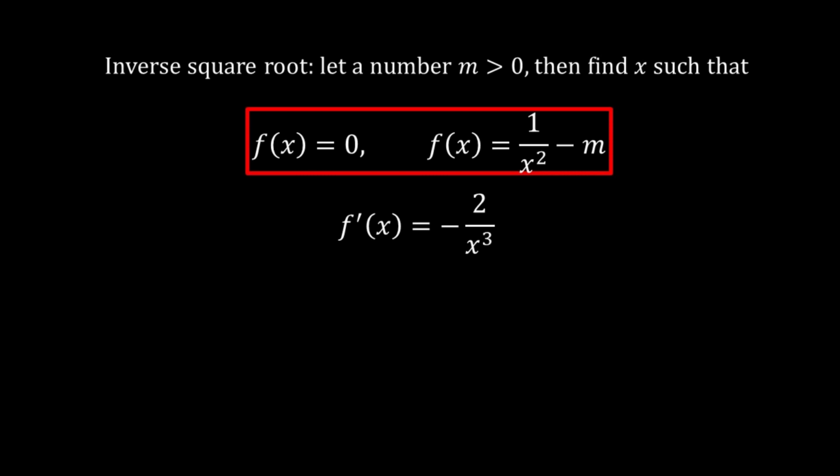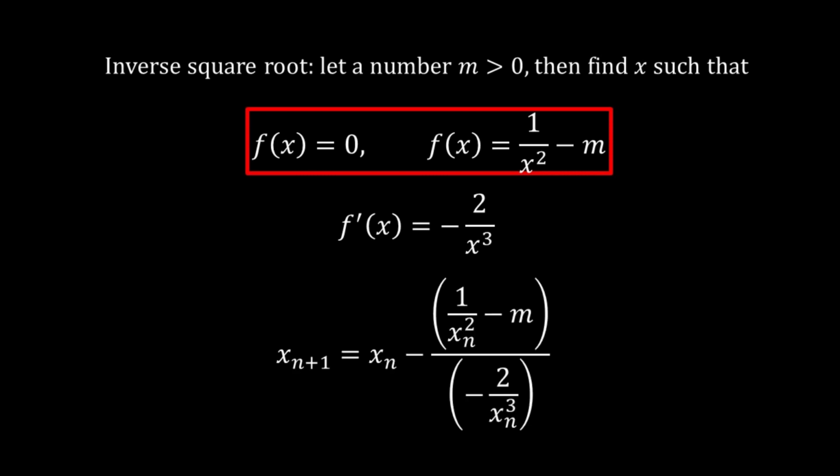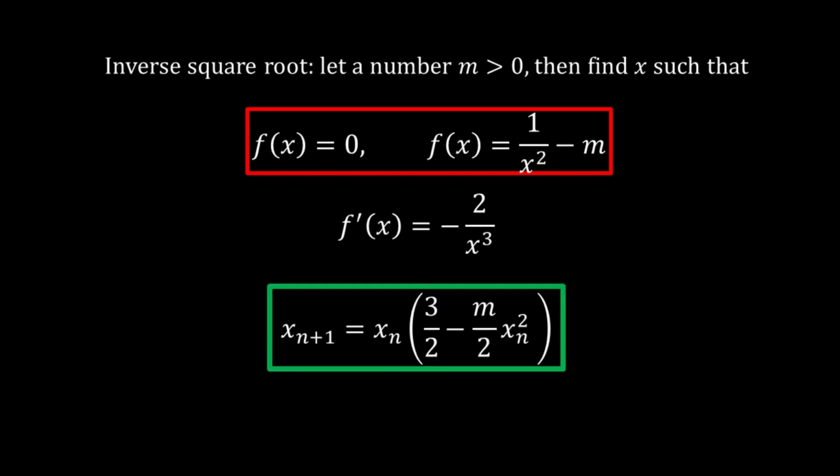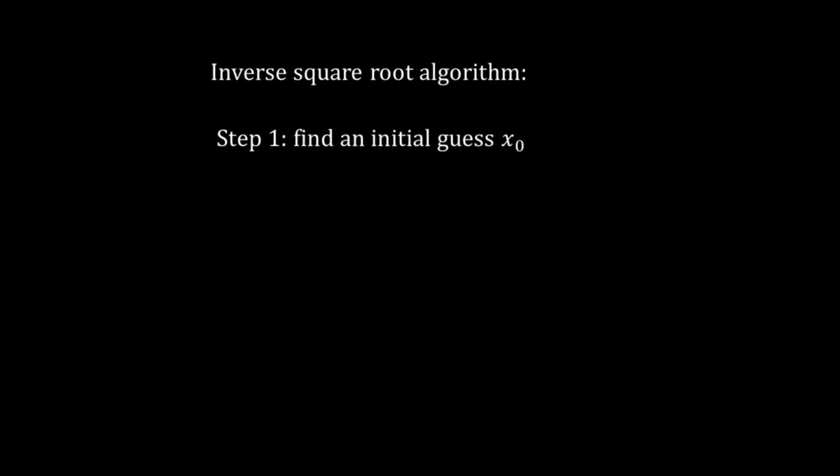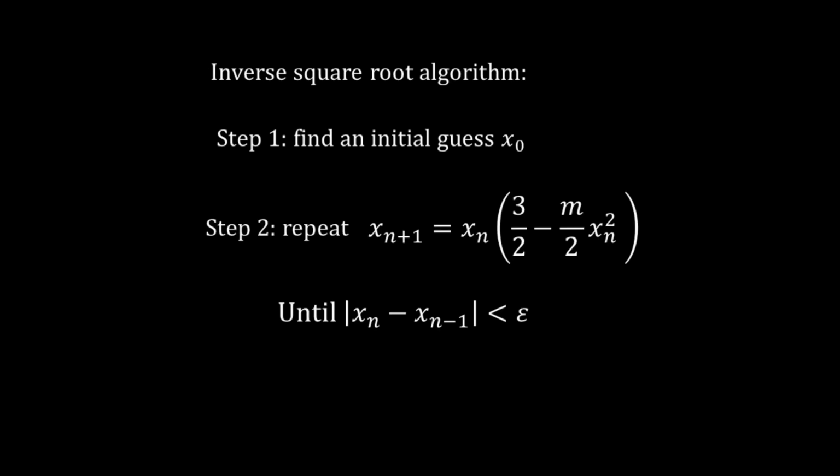With this expression of f and its derivative, we can plug that into the Newton-Raphson method. After some more algebra, we get this nice expression. Note that it just involves some simple additions and multiplications. Then, the algorithm for the inverse square root would be something like: first, find an initial guess, then repeat the Newton-Raphson iteration until the relative error is small enough.